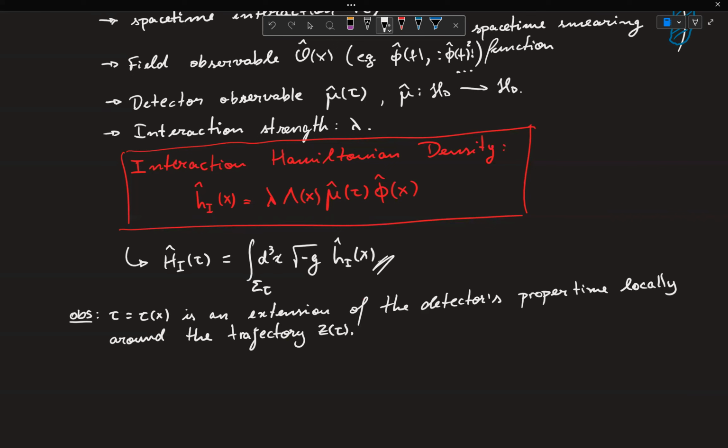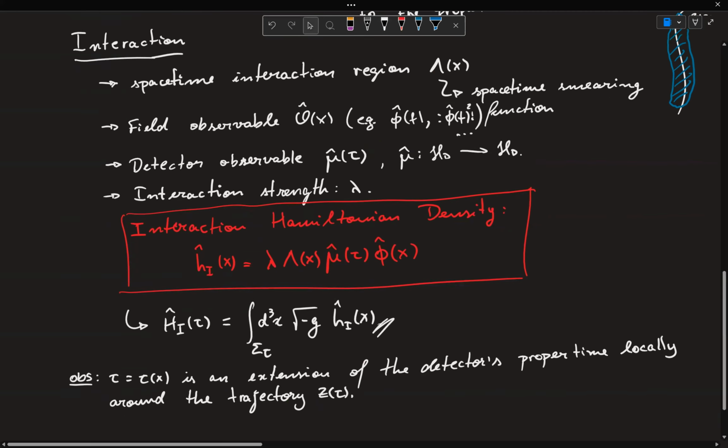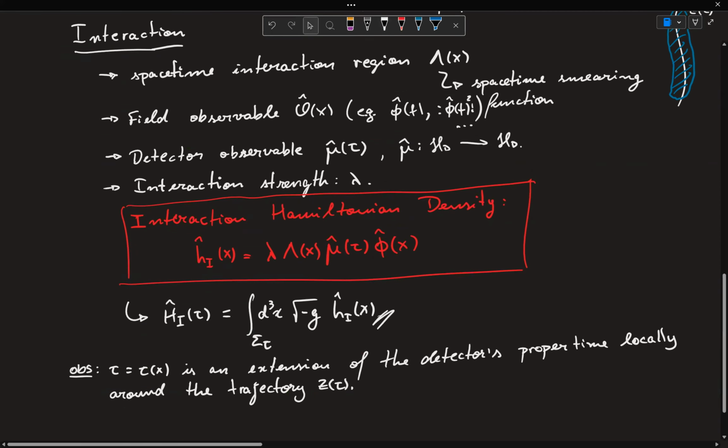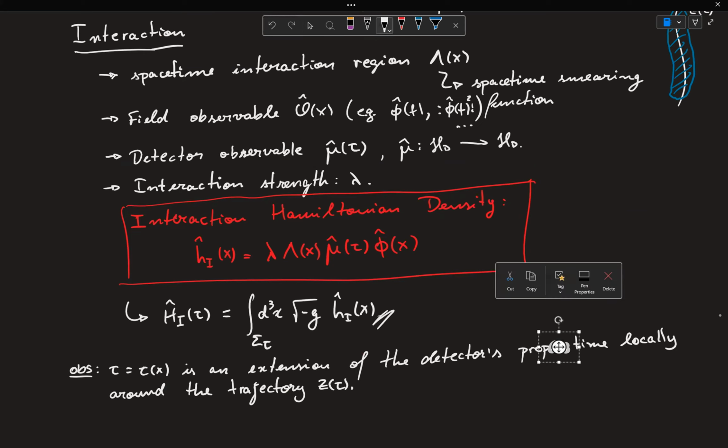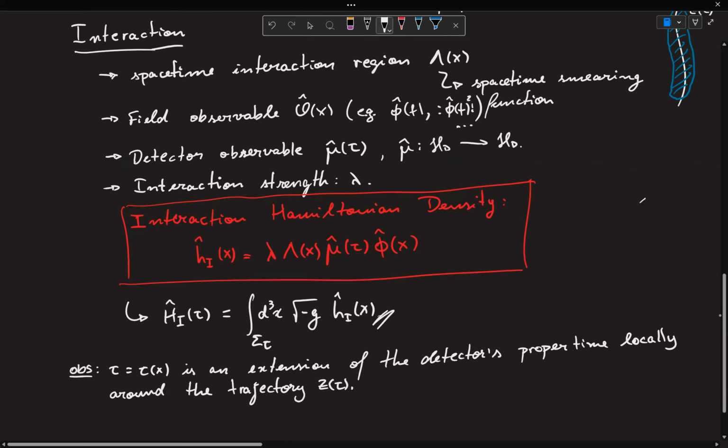Z of tau. So basically, we need to define this notion of time evolution wherever the support of lambda of the space-time Zimmermann function extends itself. And in order to do this, we need to define a time-like coordinate around our trajectory. This time-like coordinate will be this tau of x, which basically defines the rest surfaces associated with the observable.